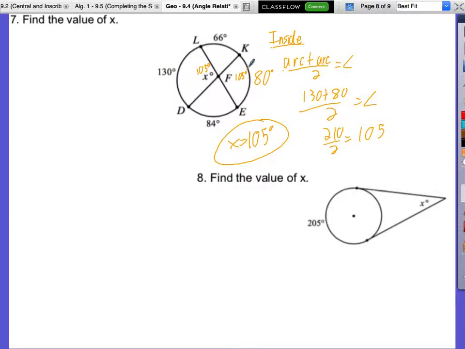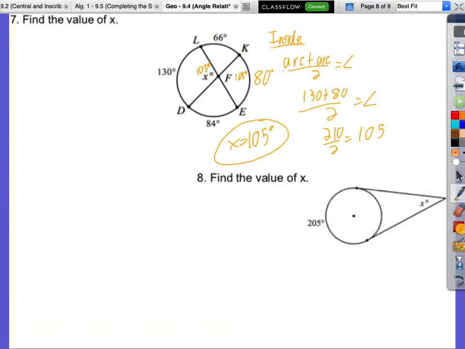That's why this theorem works the way it does: no matter which arc you add first, it doesn't matter. Because either way, you're going to add 80 plus 130 or 130 plus 80, and you get 210. And it works that way because both these angles have to be the same anyway. Now, Josie did it differently, which is perfectly fine.